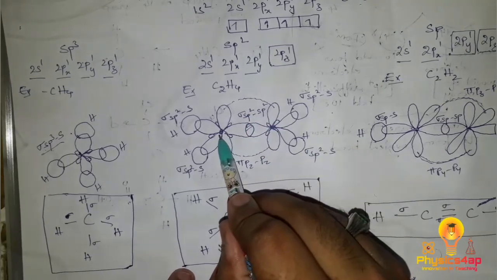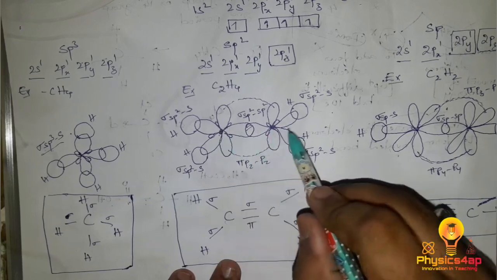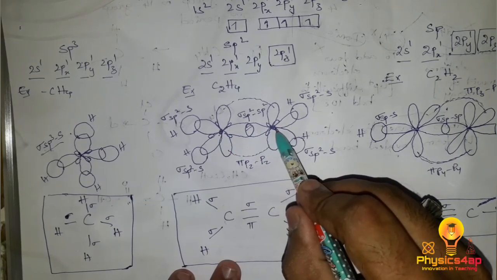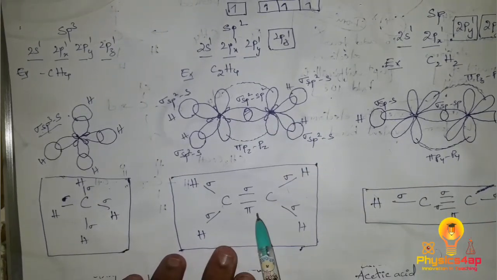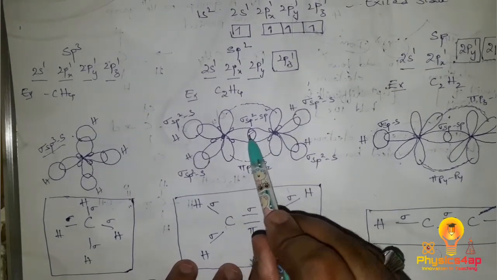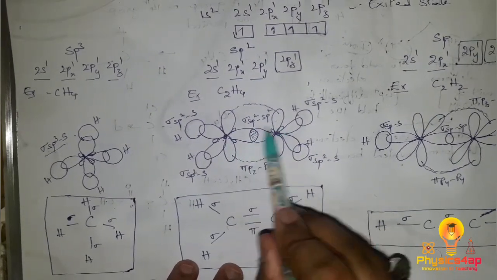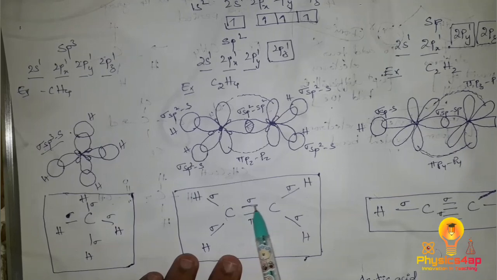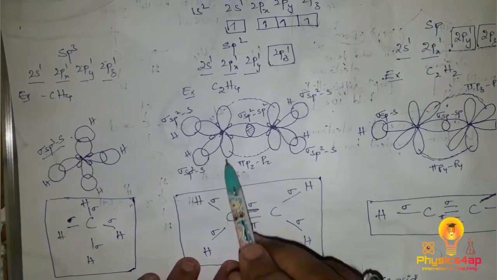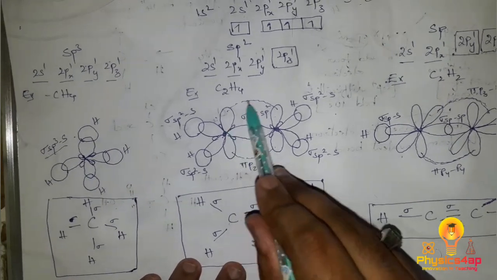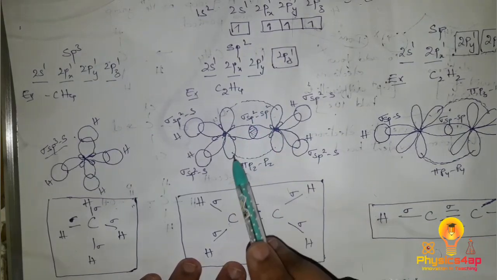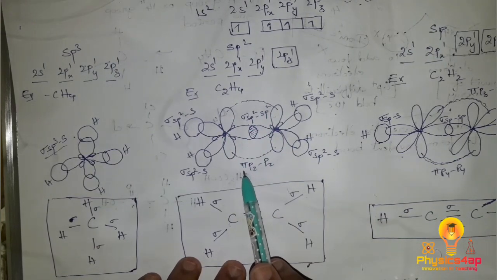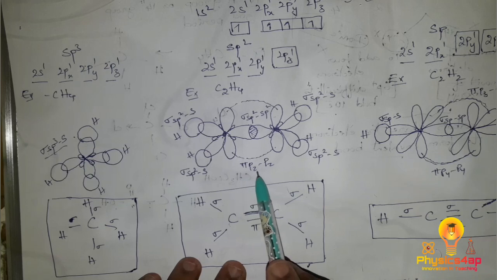So this is an sp2 hybridized carbon compound, and this is an sp2 hybridized carbon compound, like here, which we see in the simpler structure. The bond formed between these two is the sigma bond. And the bond that is laterally overlapping over here is the pi system, which we call the pi bond, pi pz pz.